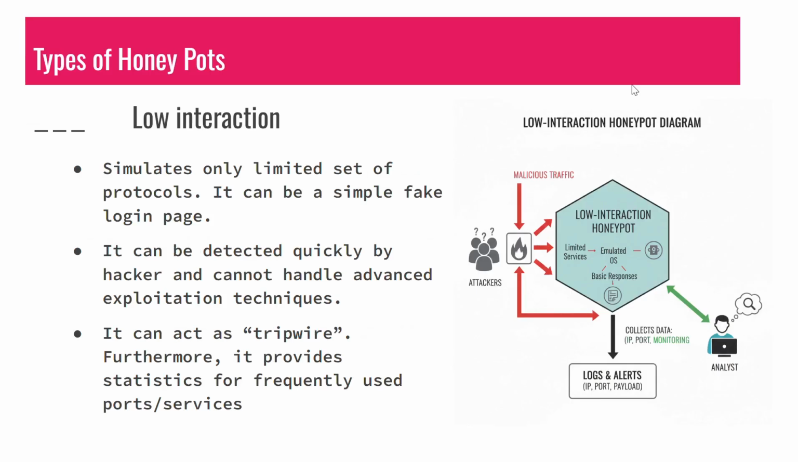Okay, so now moving towards the types of honeypots. The first one is the low interaction honeypot. This type simulates only a limited set of protocols. It can be a fake login page or a simple web service. It can detect scanning and brute force attempts, but it won't capture any advanced exploits. So low interaction honeypots can act as tripwires. They are safe and easy to deploy and often used for early detection and statistics of which services are being targeted the most.